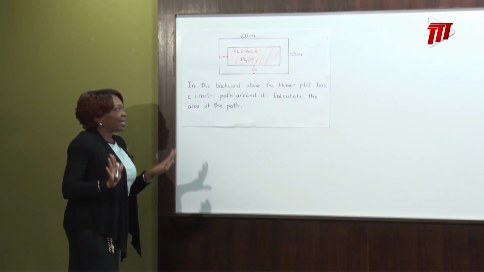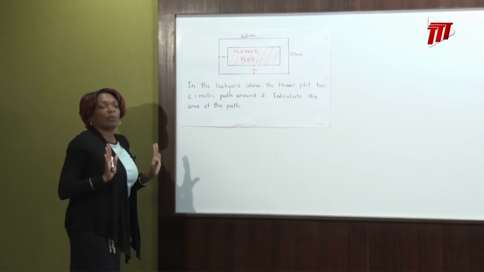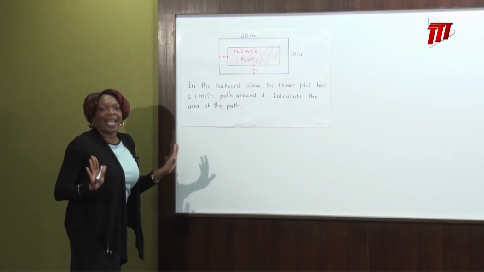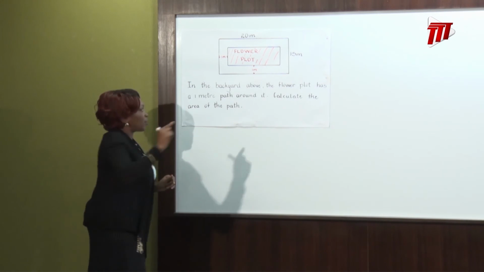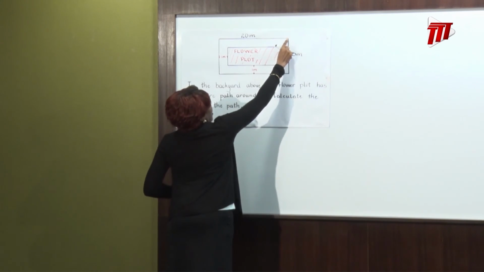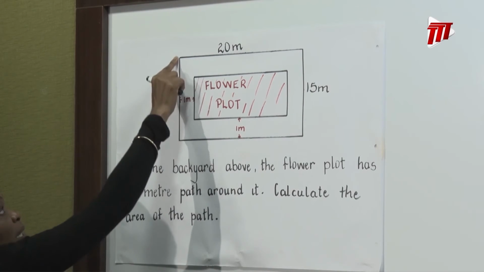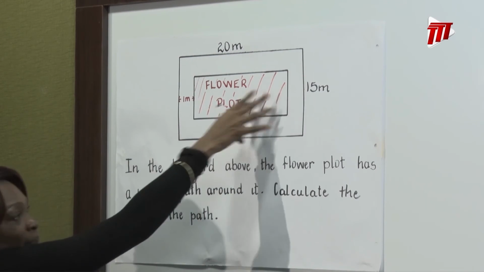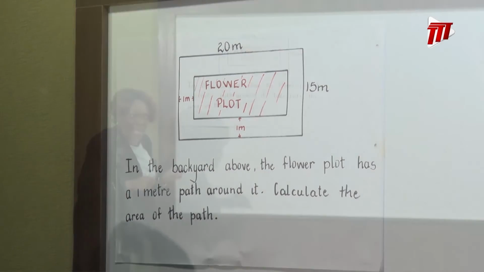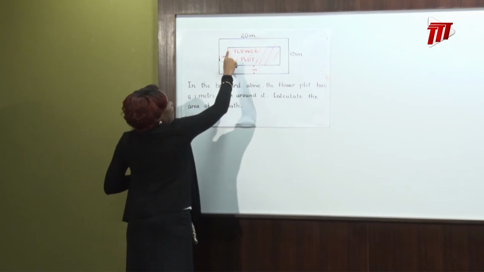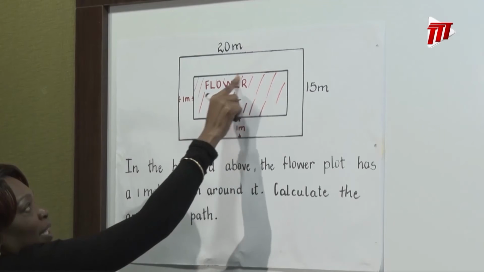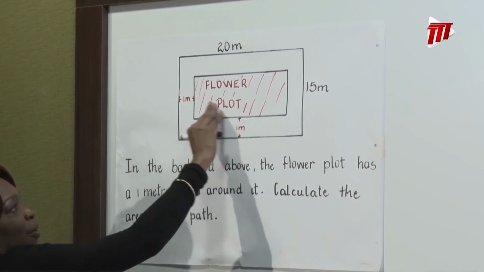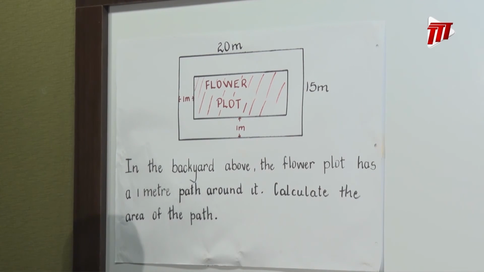Multi-step. Let's take our time. Let's see what we know. Where is the backyard? Let me trace it. So this is the backyard here. Are you seeing that? So the outer rectangle represents the backyard. So all of this is the backyard. In the backyard now you have the plot. Are you seeing that? So this area here represents the flower plot. Are you seeing that, boys and girls? That is very, very important.